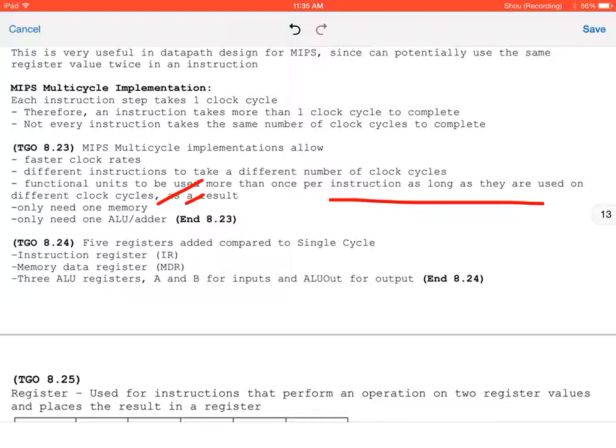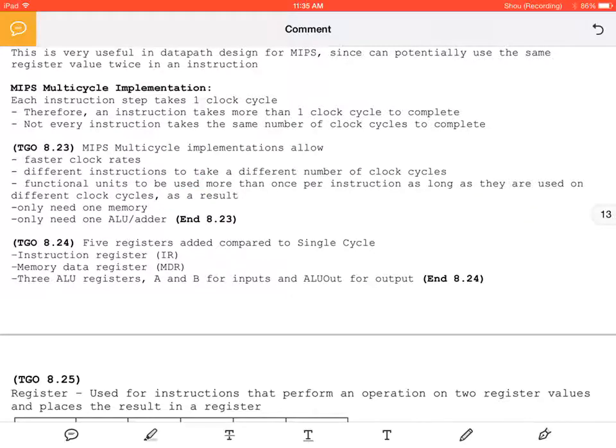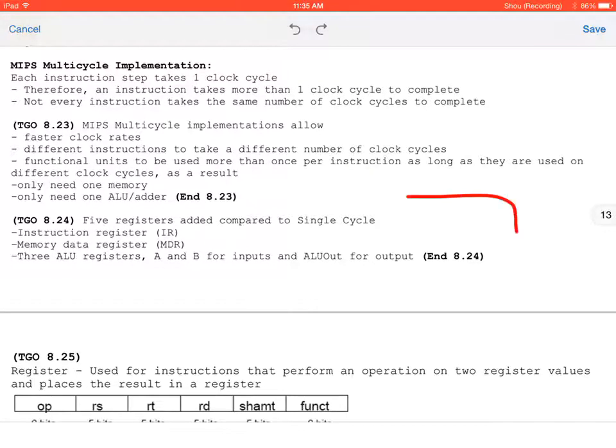Here we only have one, but we're going to be using a finite state machine for a controller. And the FSM is the important part of your lab report to do this. So we have 5 additional registers. In single cycle, we have 32 registers, so we're going to add 5 here. We call it the instruction register, where this value comes out of, or the memory data register. You can see where you're trying to differentiate between things.